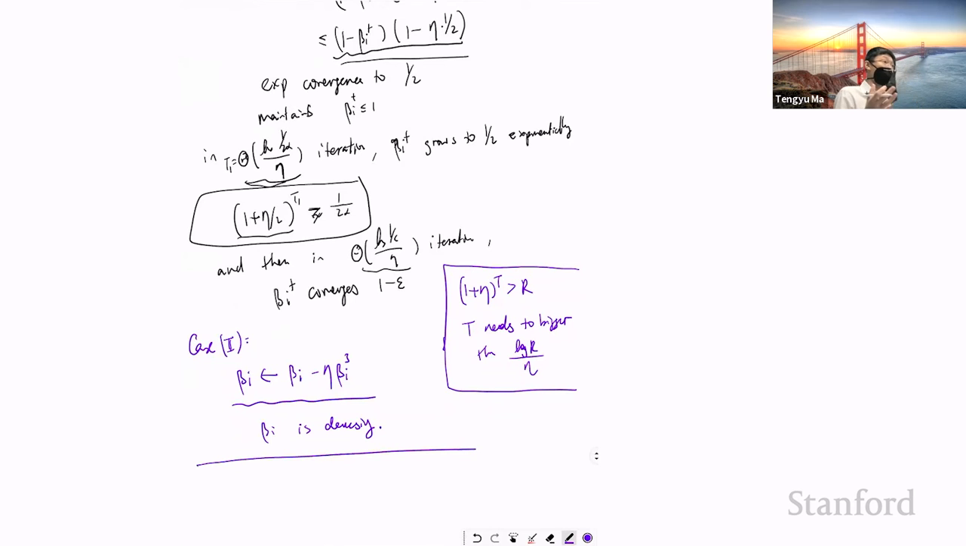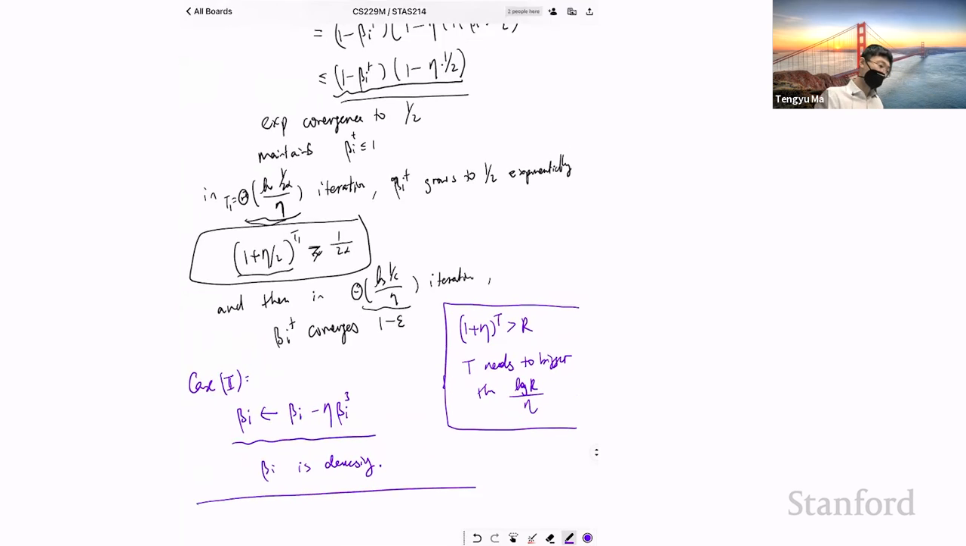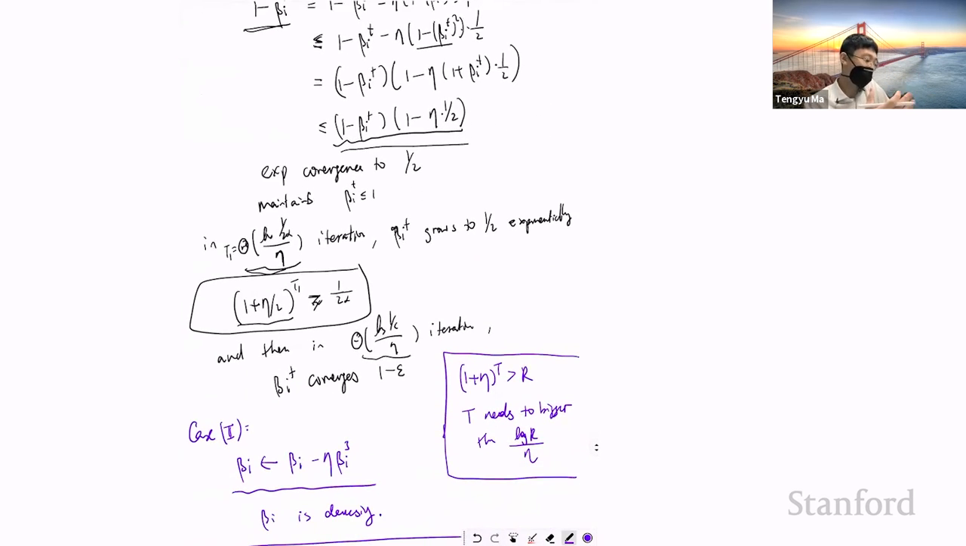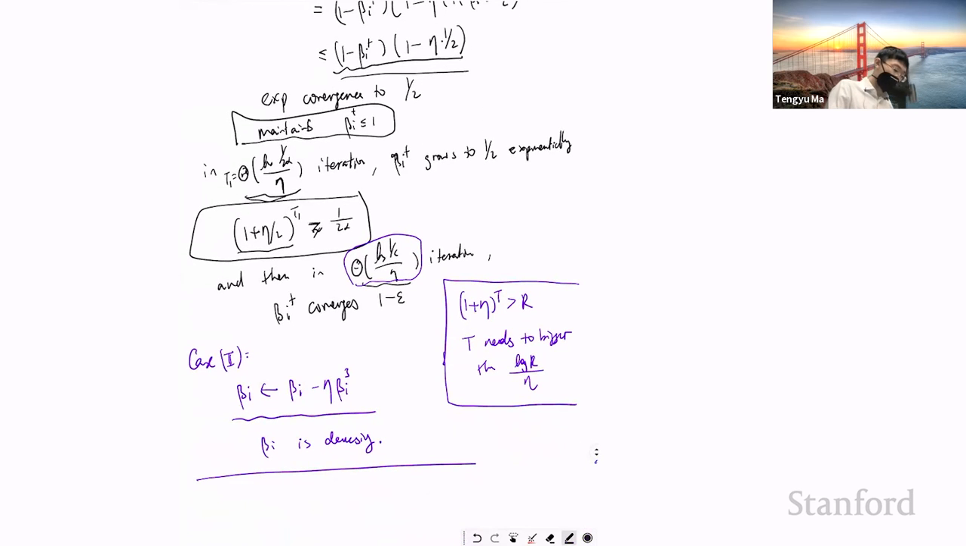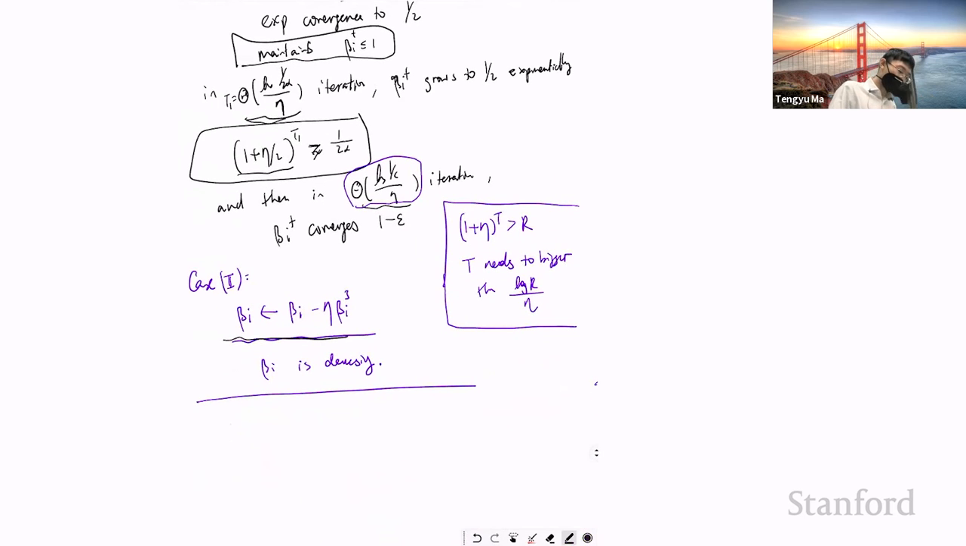This is enough for us to deal with the population case. Our conclusion is that you converge to something close to 1 in this number of iterations, which is something logarithmic times 1 over eta. You also have the property that you are always less than 1, so all the entries are less than 1. And also, the small entries are never growing.